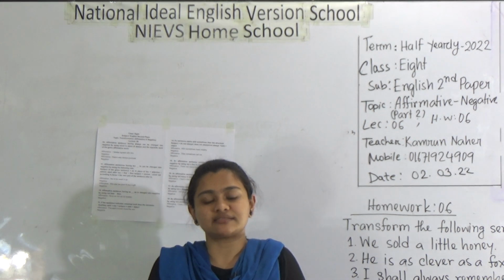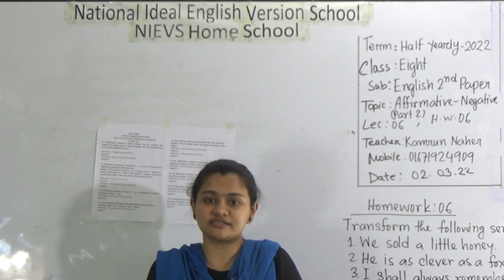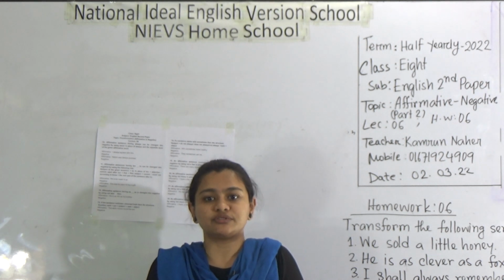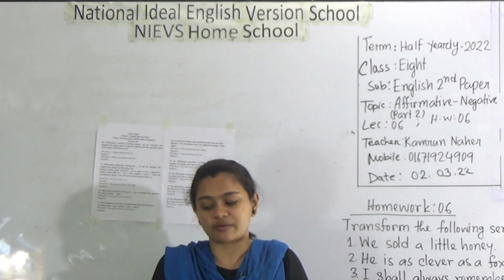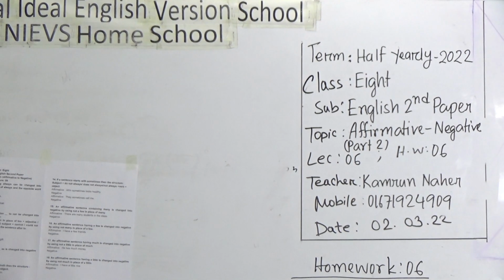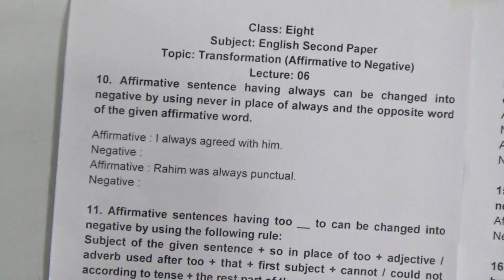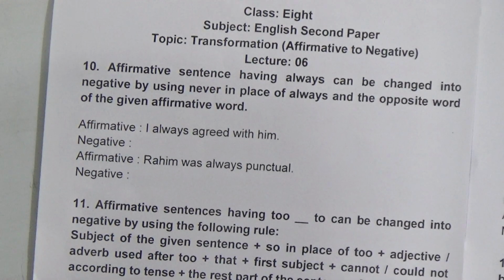My dear students of class 8, today I am going to take your English second paper and our today's topic is transformation. Today we will do affirmative to negative and this one is part 2. Let's start our class. So, in your previous class, you have done rule 1 to 9 and today we will start from rule number 10. So, let's start.